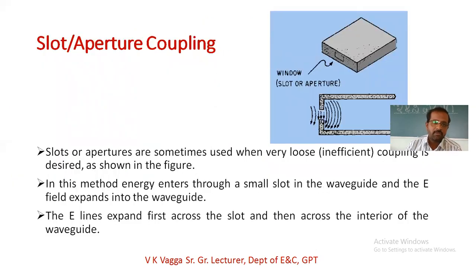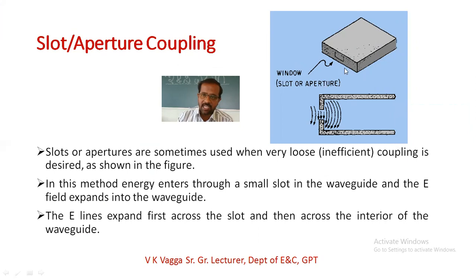If you take the slot or the aperture coupling, it's nothing but an open window. If you take a pipe and make a rectangular hole or a circular hole, it is called the slot or the aperture coupling. You can see this is a rectangular waveguide, and in it a window has been formed. In the vertical section of the rectangular waveguide, you can see the window as an open space.